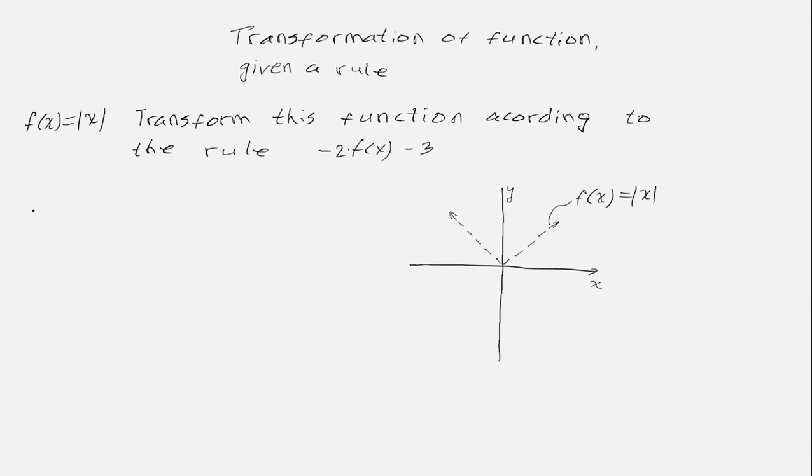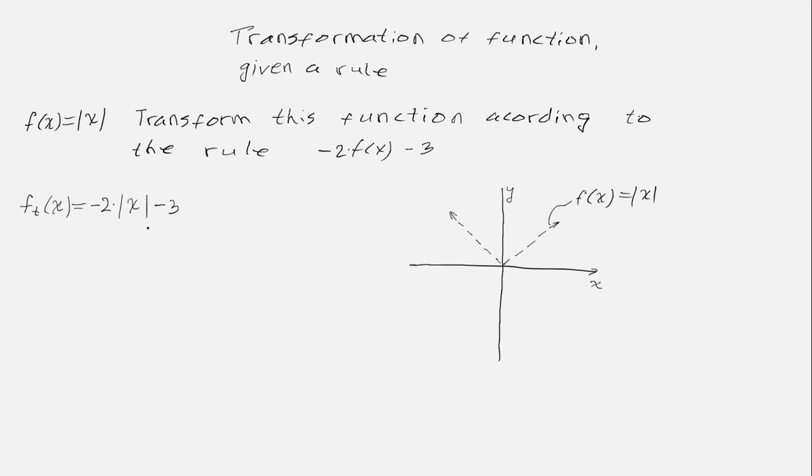So algebraically, let's call the new function ft for f transformed of x. Well, the rule says -2 will multiply the function. So we know that there's going to be -2 times the function, and the function is absolute value of x. So -2 times absolute value of x. And the rule continues to say take away 3 from that, which means we take away 3 from that.